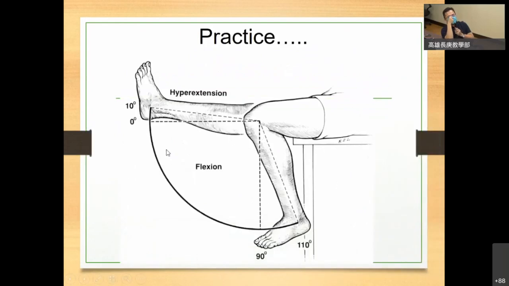Okay, after the previous introduction, let's do some practice. This is a sagittal cut, your sagittal plane. In this sagittal plane, this is the knee joint. If we raise our leg, that means extension, and if we put our leg down, it means flexion. So we usually describe the movement of our knee joint using the flexion and extension terms.